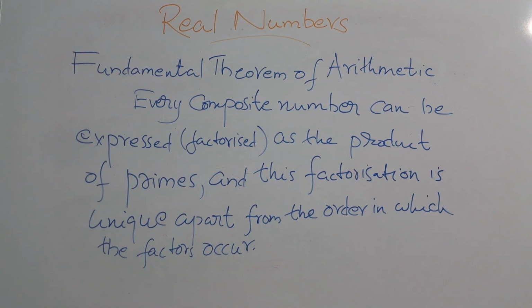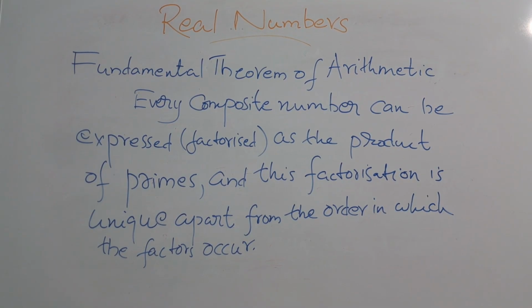Yes, students, let's learn the first chapter, real numbers. Let's go through the fundamental theorem of arithmetic. This theorem says every composite number can be factorized in a unique way in the form of primes, or can be expressed as the product of primes in a unique way. When we go through an example, it would be clear to you.